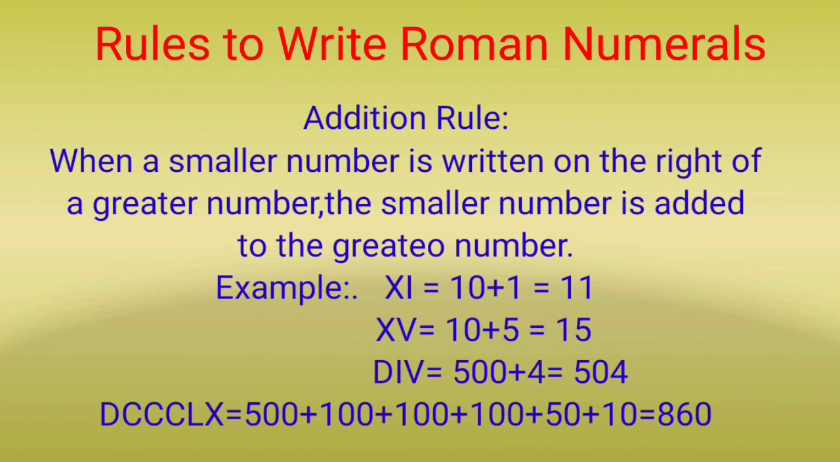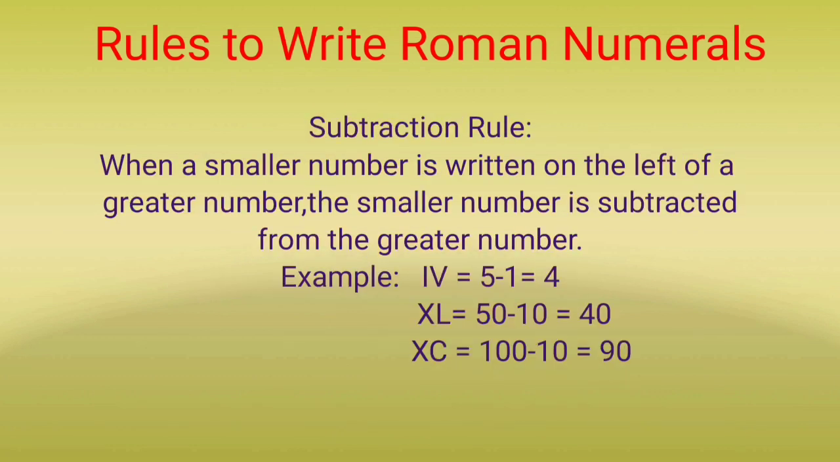Now comes the subtraction rule. When a smaller number is written on the left side of a greater number, that means there is a subtraction. Like I is smaller than V and it is written on the left side of this number. So that means 5 minus 1 is equal to 4. So IV stands for 4.